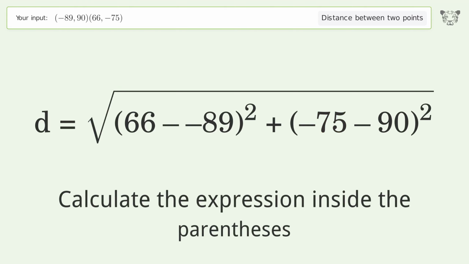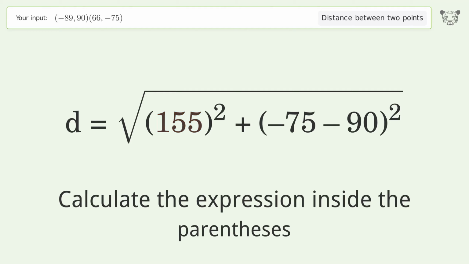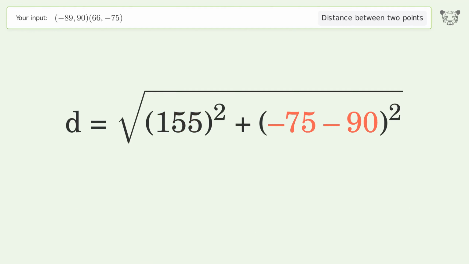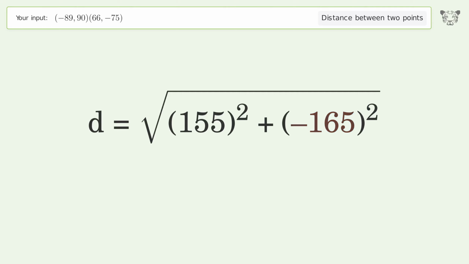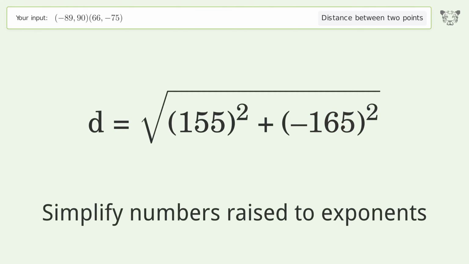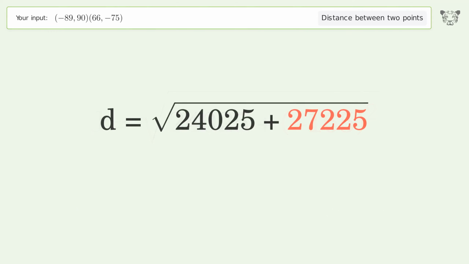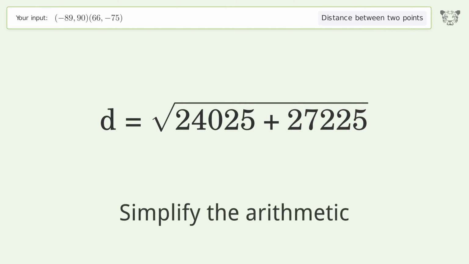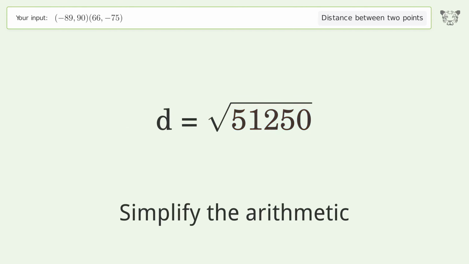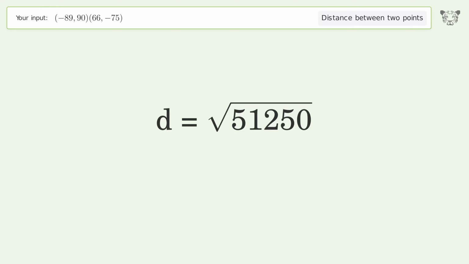Calculate the expression inside the parentheses. Simplify numbers raised to exponents. Simplify the arithmetic. And so the distance between the 2 points is the square root of 51,250, or 226.385.